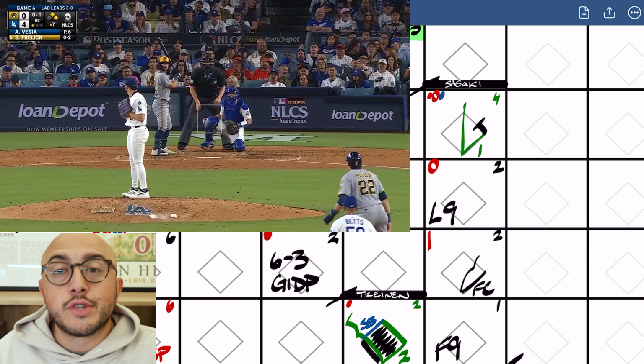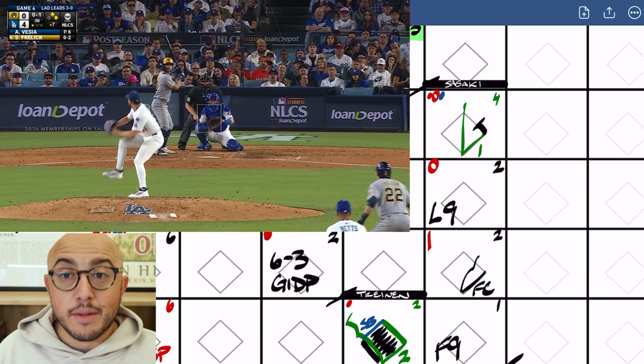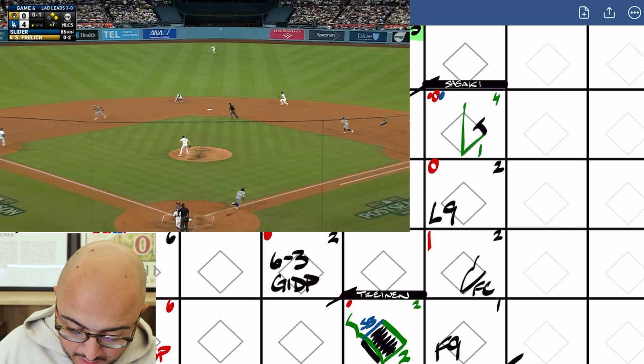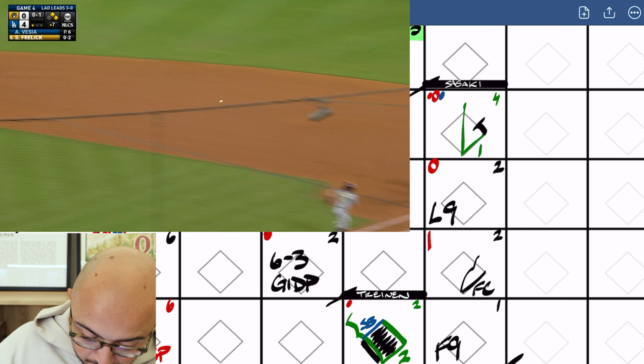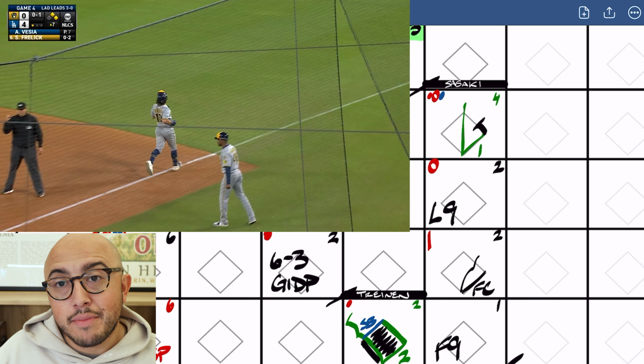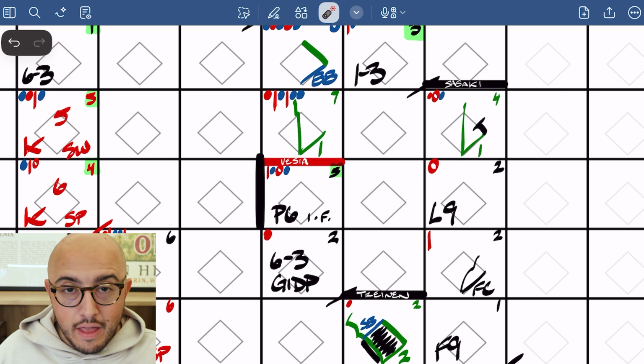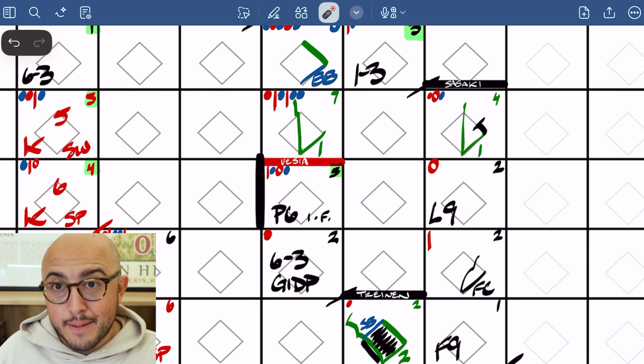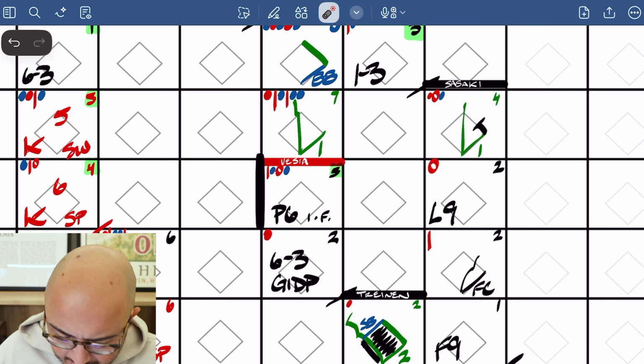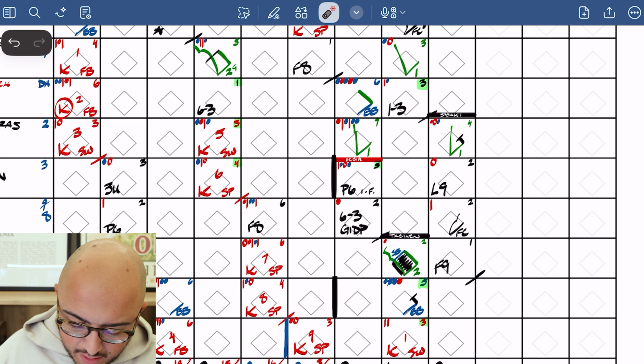I'll go ahead and flash them on the screen so it makes sense. It was a double play, grounded into double play, fielded by the shortstop. He stepped on second base and then threw to first. So he gets both a putout and an assist, and then the first baseman gets one more putout on top of that. So that's how you mark a 6-3 grounded into double play.